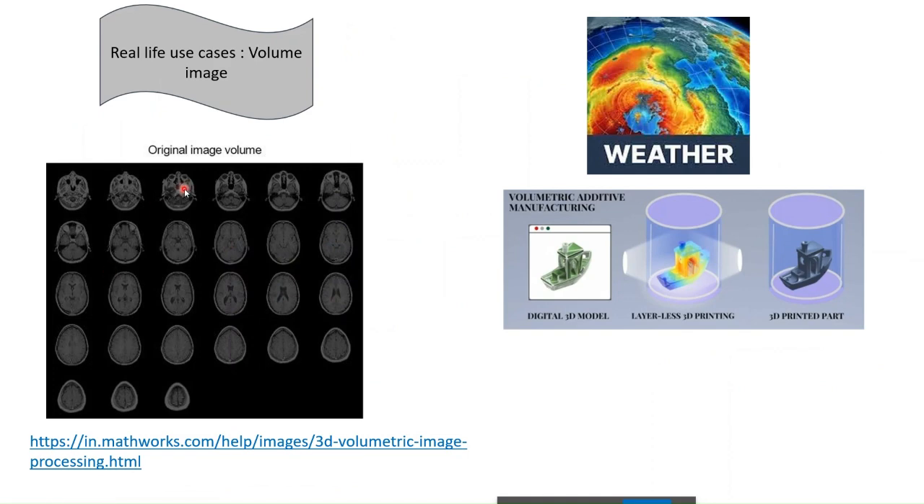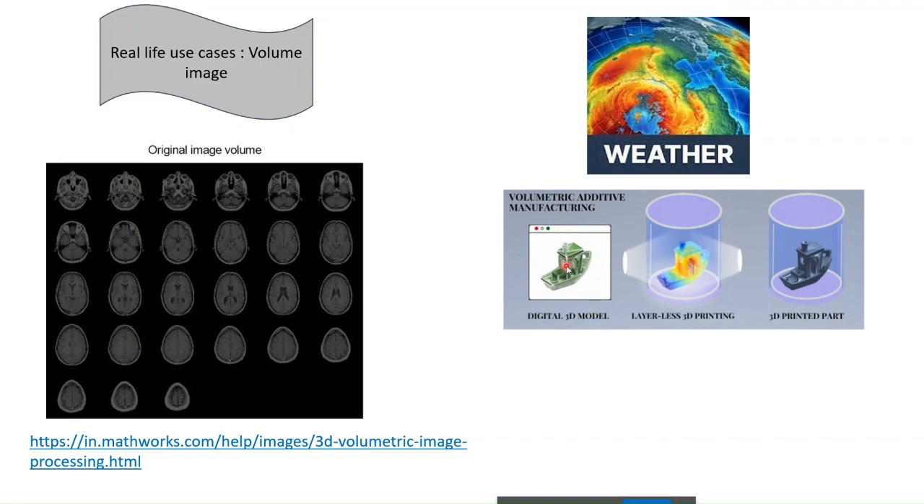Where do we use volume images? This is an image that I have taken from MATLAB, and this is an example of volume images with respect to the brain, the CT scans. The X-ray is a 2D picture, and when you include the third dimension, what we get is the CT scan images. Apart from this, volume images can also be used in 3D printing. For example, you have created a 3D model and you want to print it.